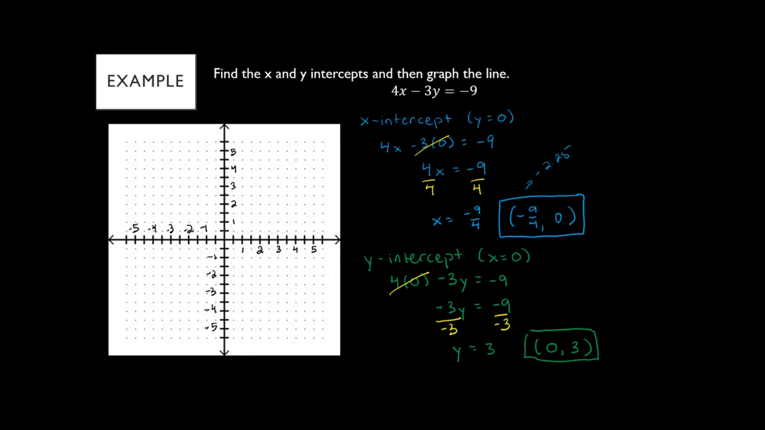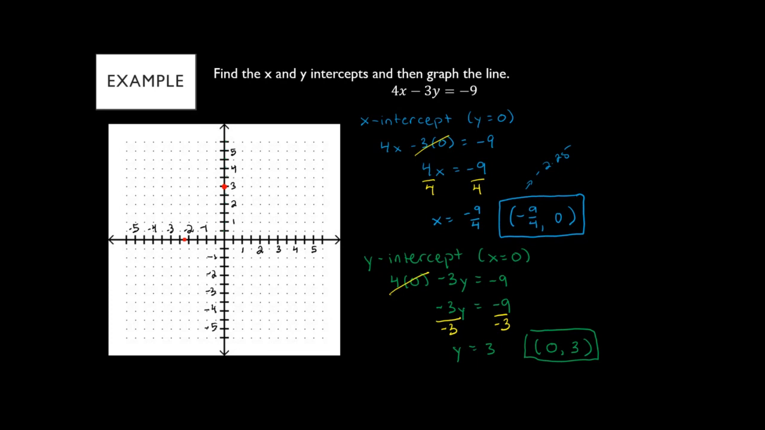So now I'm going to graph my x-intercept, negative 9/4, 0, which is negative 2.25. So I need to go between the negative 2 and the negative 3. And halfway between there is negative 2.5. So negative 2.25 is halfway between that. So that's about right here. We're going to just kind of estimate it and put it as close as we can. So that's our x-intercept. And then the y-intercept is (0, 3). So I'm going to go to 3 on the y.